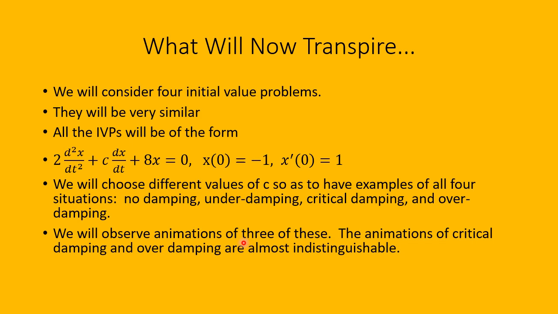We'll observe animations of three of these spring and mass situations, and we won't see the fourth one for overdamping because, at least graphically, it seems almost indistinguishable from the case of critical damping. So we'll see critical damping, but we will not animate the overdamping.